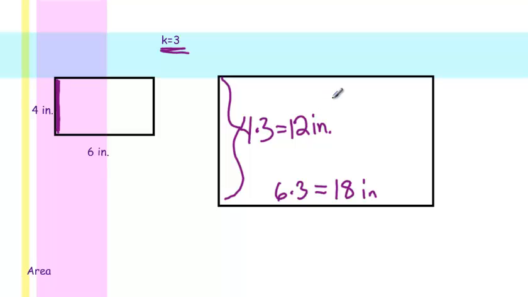So you understand, to go from the smaller rectangle to the bigger rectangle, you're going to multiply by the scale factor. To go the other direction, if you know the measurements in the bigger rectangle, you would divide by your scale factor.